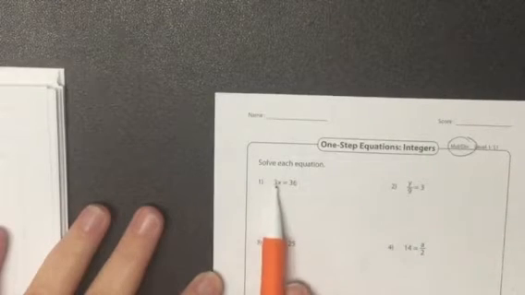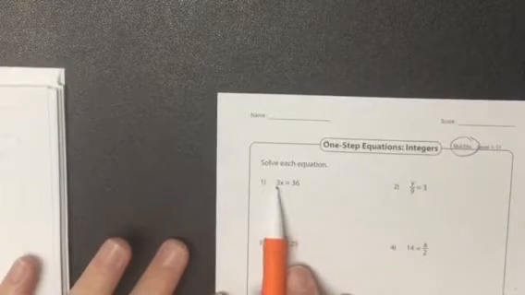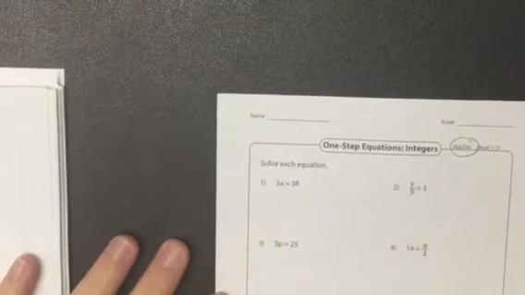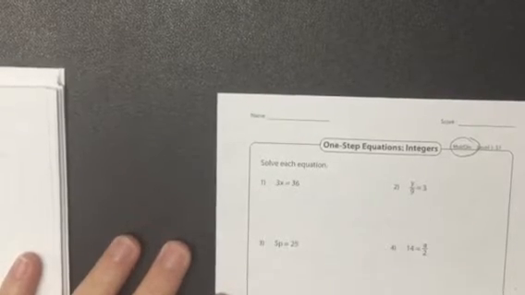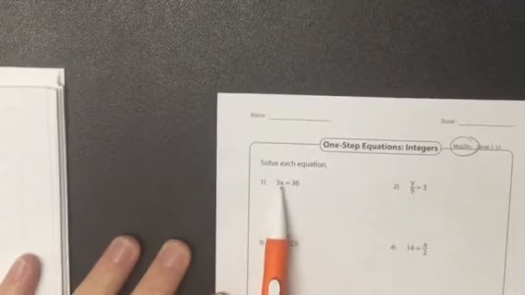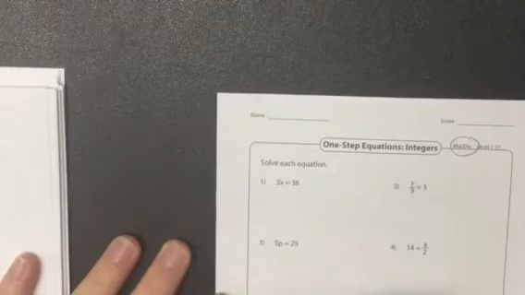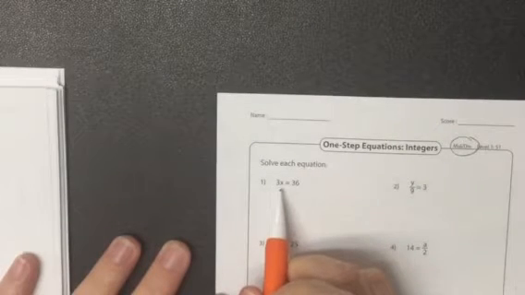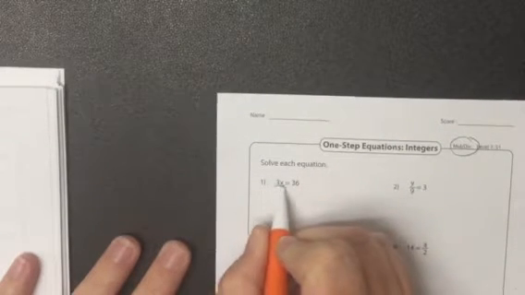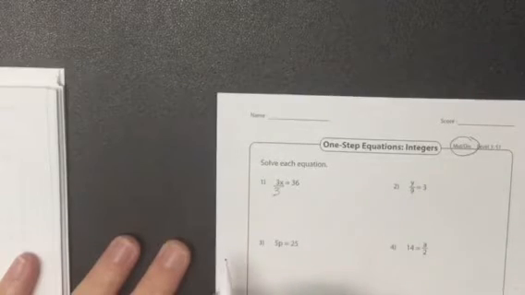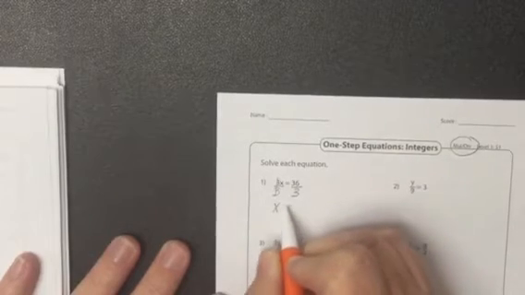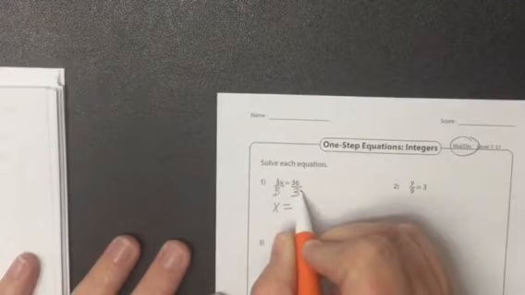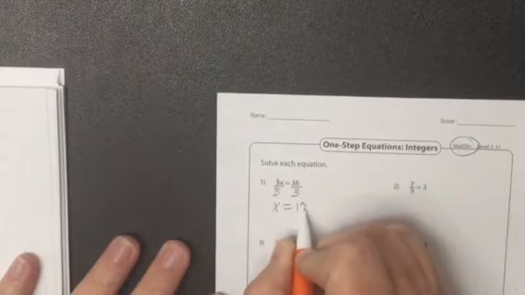We look here and we have 3 times x, because the back-to-back means that it's multiplication. So 3 times x equals 36. Your first thought to yourself should be, what am I doing to my variable? I am multiplying it by 3. So if I'm multiplying it by 3, I need to do the inverse operation, which is divide by 3. Whatever I do to one side, I've got to do to the other. So this cancels out. I'm left with x is equal to 36 divided by 3, which is 12.